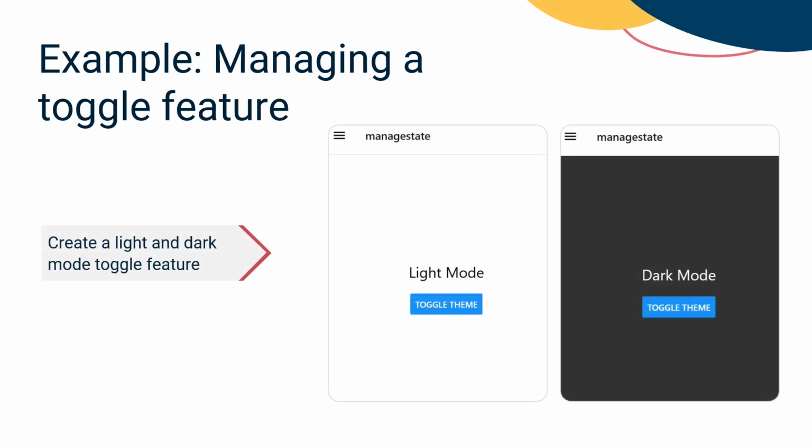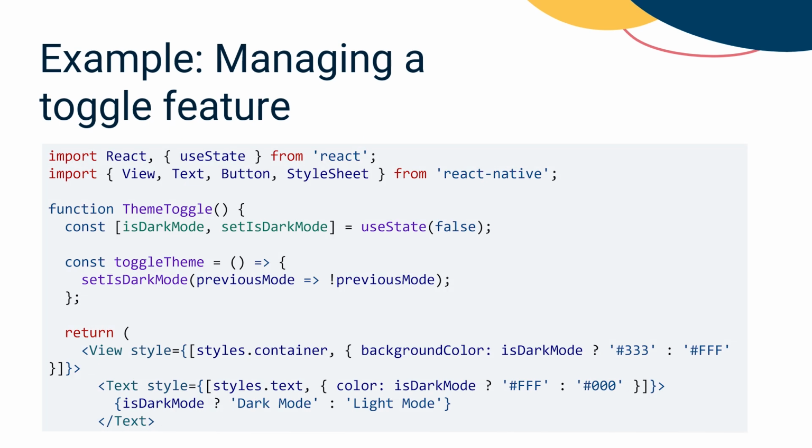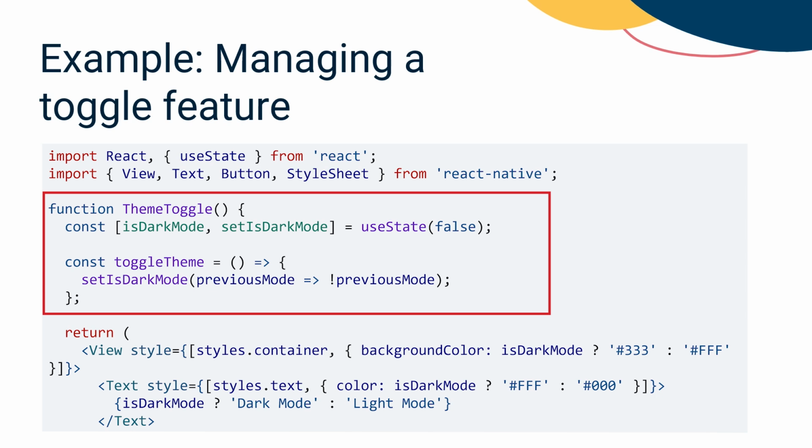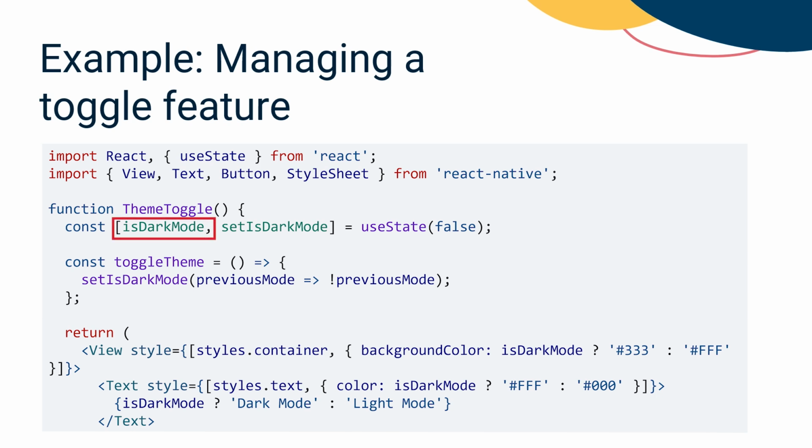In this example, we'll create a simple light or dark mode toggle feature for a React Native app. Users can switch between light and dark themes. The provided code consists of the following components. The ThemeToggle component uses the useState hook to manage the theme state of the app. isDarkMode is a Boolean state that determines whether the app is in dark or light mode. setIsDarkMode is a function that toggles the theme by switching the isDarkMode state between true and false. toggleTheme is a function that toggles the isDarkMode state.